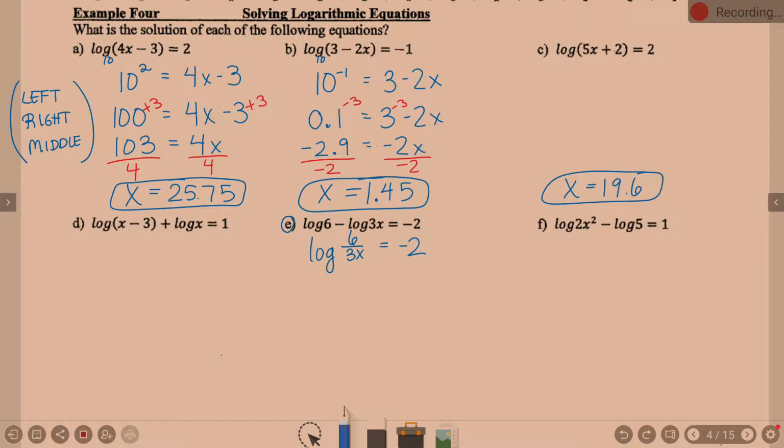Is it just positive? Yes. The subtraction just indicates it becomes division. Okay, so we have log of 6 over 3x equals negative 2. Now we have a log equal to a value, right? So how do I get it out of log form?